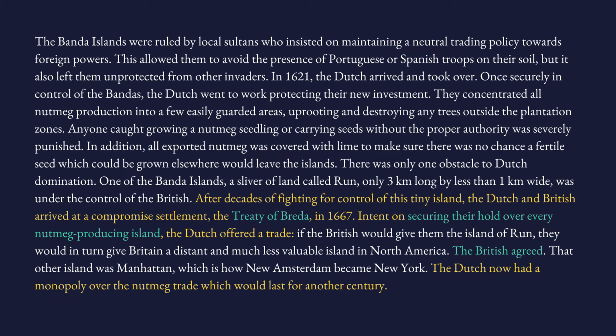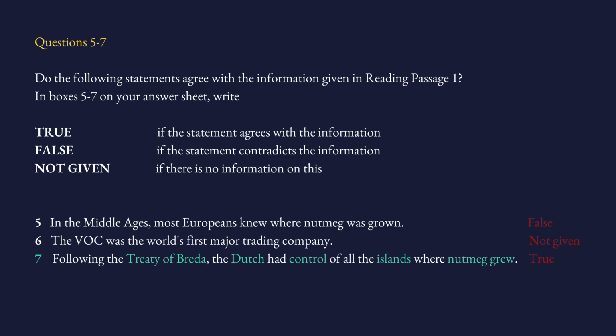And the last sentence says the Dutch now had the monopoly over the nutmeg trade, which would last for another century. Well, monopoly means control, right? So we have it. Yes, the Dutch took control of the islands that produced nutmeg. So 7 is true. So 5 false, 6 not given, and 7 true.